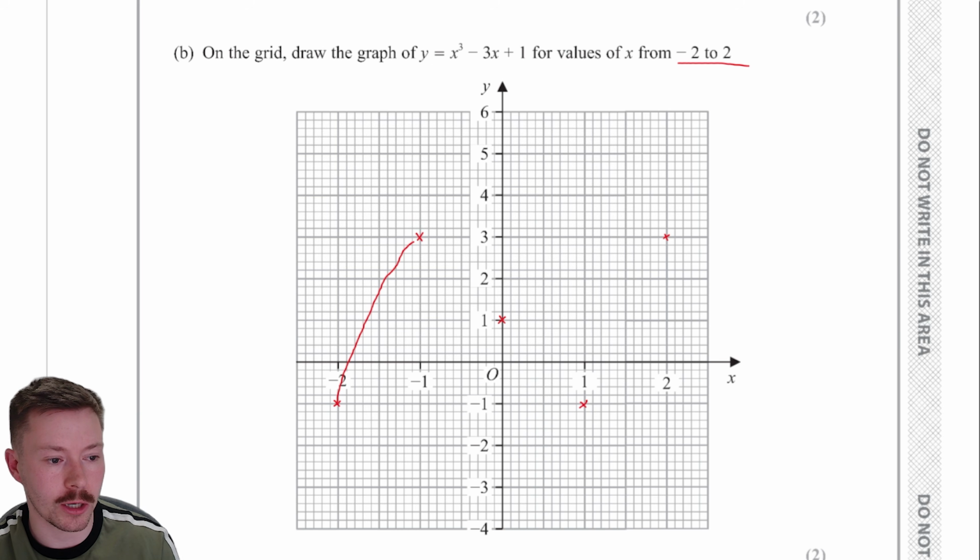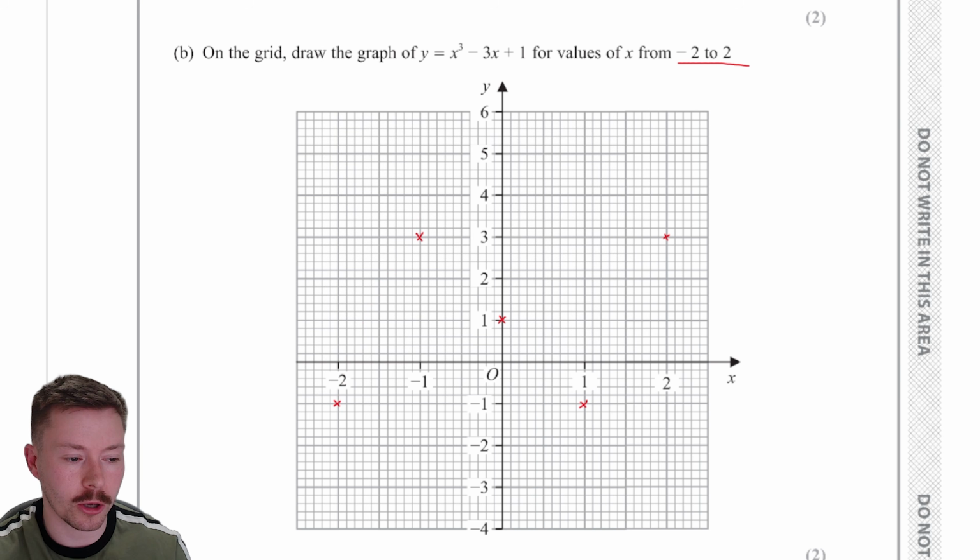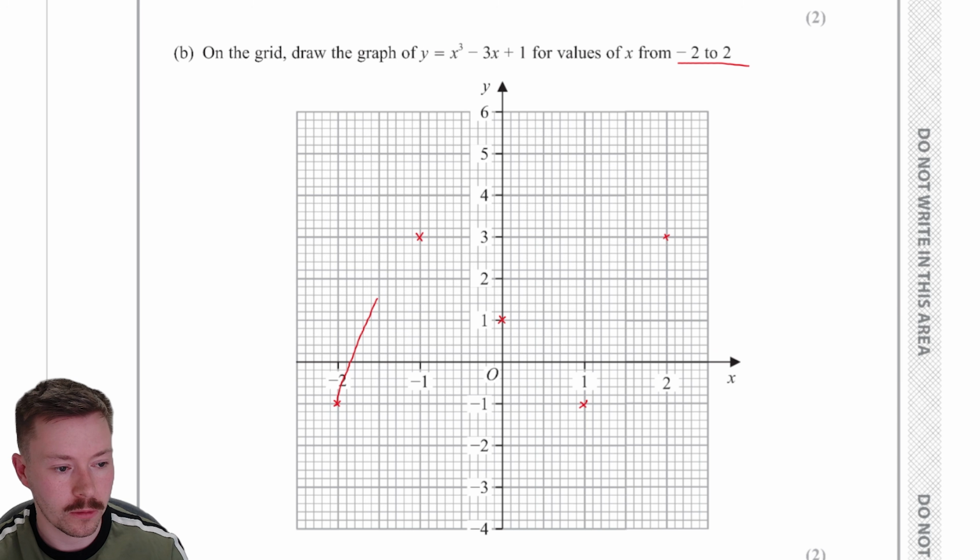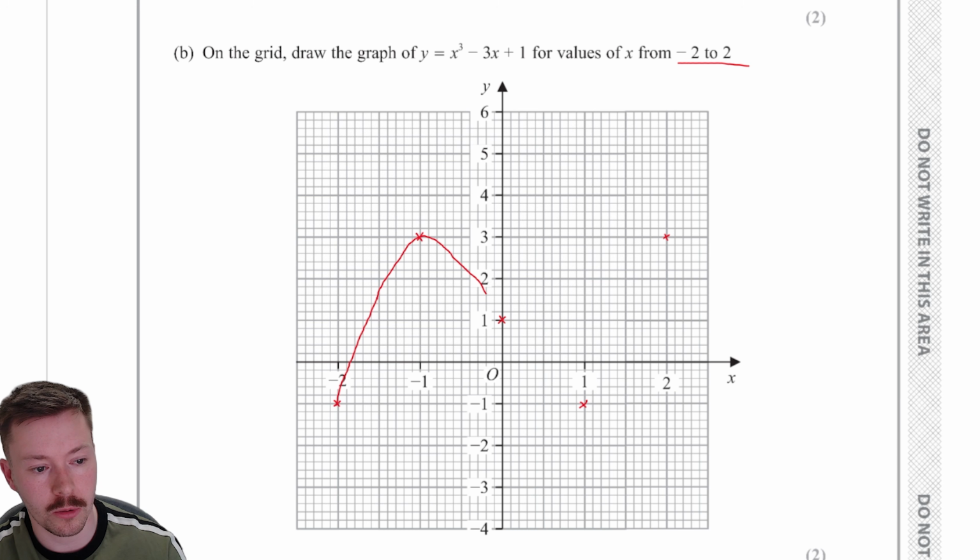Right, I'm going to try that again. See, it went wrong. I didn't like the fact that I had that kind of wiggle in the curve. It needs to be a smooth curve, so we're going to try that again. Okay, so I got to that point. Going up here, I'm going to do a smooth curve. I'm going to go down through there. I'm going to carry that on.